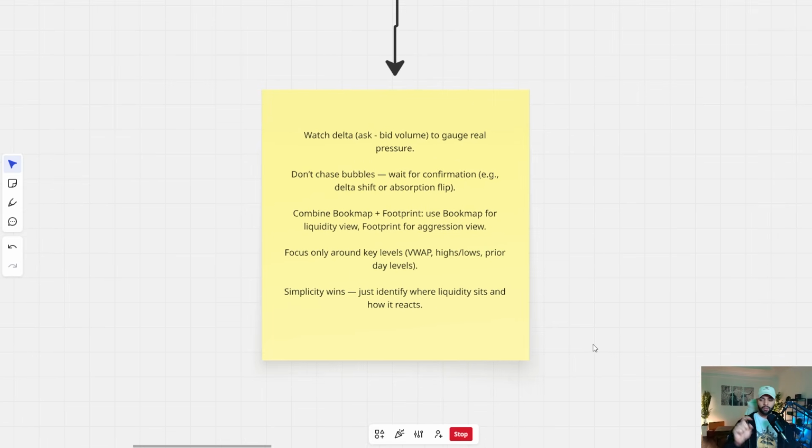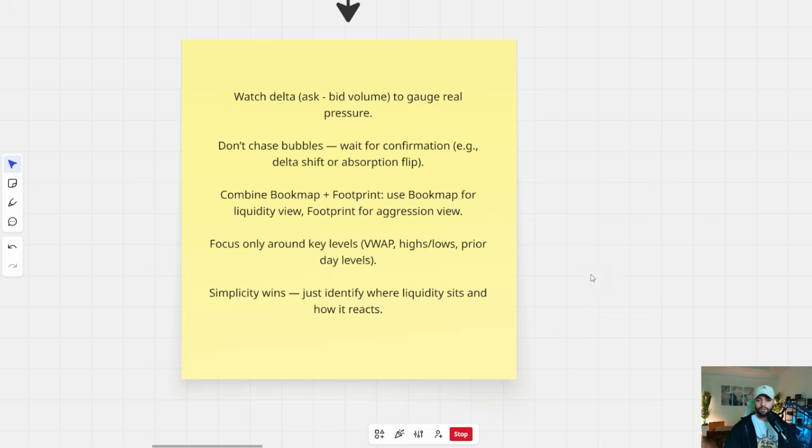Now, focus only around key levels. Don't drive yourself crazy by watching order flow at random locations. VWAP, highs and lows, liquidity, prior day levels, supply and demand. Focus only at these key levels and you'll have a much better time. Simplicity is going to win. Just identify where liquidity is sitting and how it reacts, and you have a great, great time.